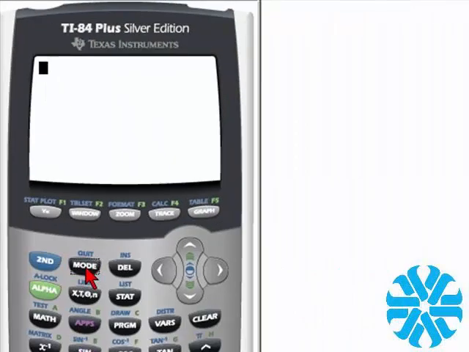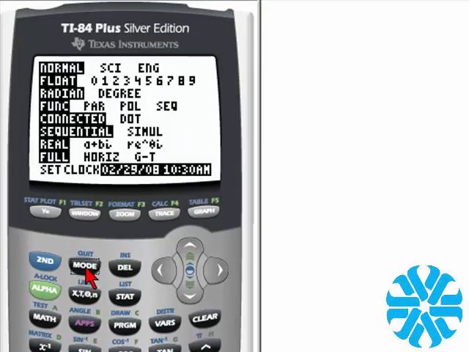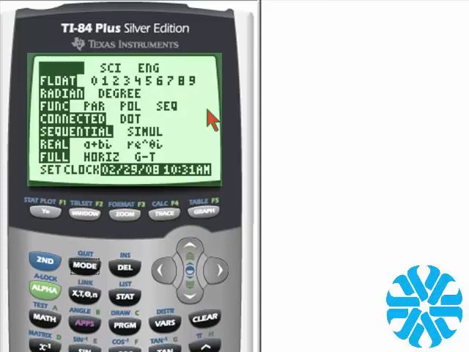Let's go back to the Mode button. Let's discuss the last two modes. The real mode is used for working in the real number system. Most of the time you will be working in the real number system, and you will keep it on the real mode. If you are ever working in the imaginary number system, you can put the cursor to a plus bi, which is the imaginary number system mode. The full mode uses the entire screen. So when you're graphing in full mode or doing calculations in the full mode, you'll get to use the entire screen.